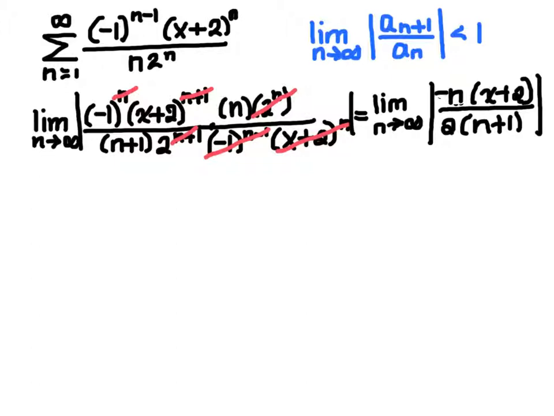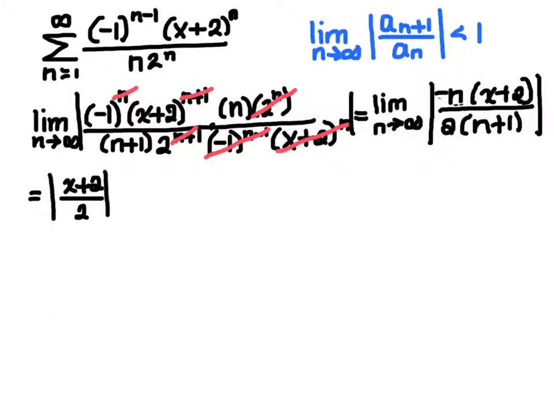Now when we're working this out, this limit is going to give us an infinity over infinity. We've got an n here and an n here, so we have infinity over infinity, which is an indeterminate form. So we need to take the derivative of n and the derivative of n plus 1 separately with respect to n, and that gives us a 1. So this ends up being equal to the absolute value of x plus 2 over 2.